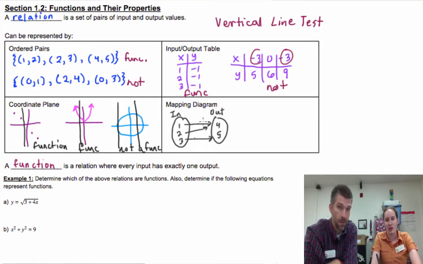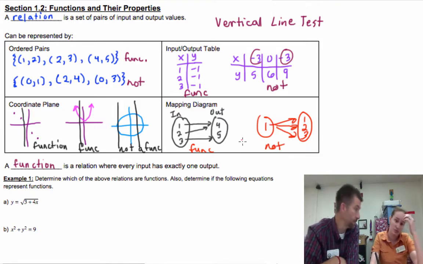With a mapping diagram, you're looking for each input to go to only one thing. So this is a function because all the arrows are good. But if we had a simple scenario here, where this one was going to all of these things, that's not a function. That's bad.